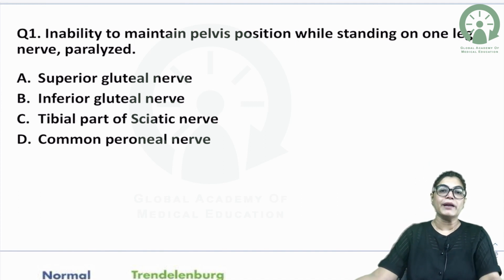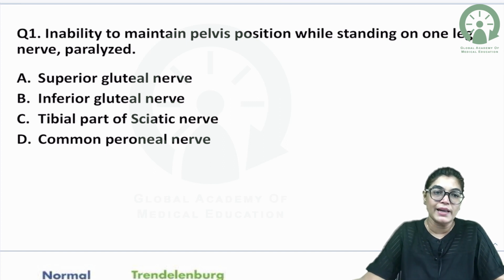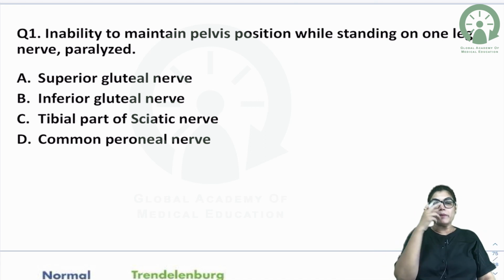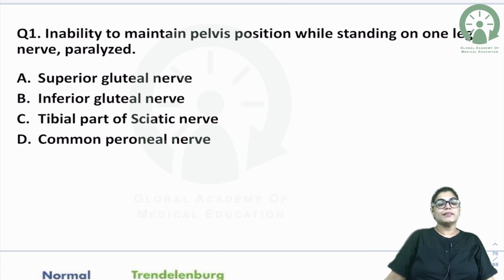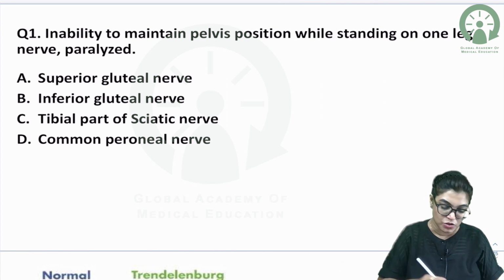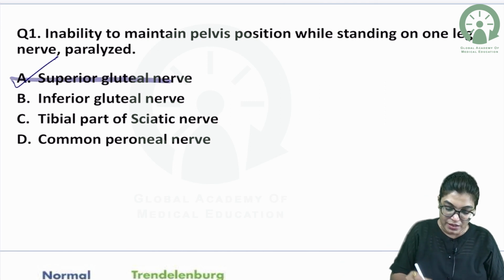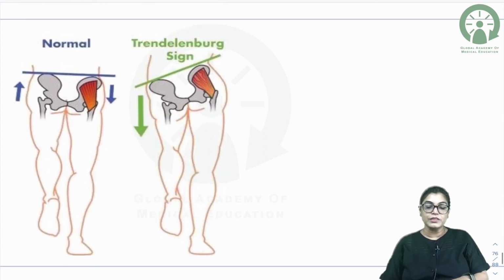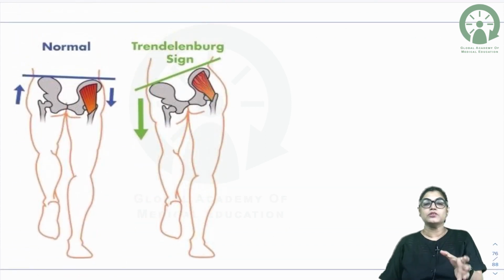Inability to maintain the pelvis position while standing on one leg occurs when which nerve is injured? If you remember, I have discussed this. The answer is superior gluteal nerve, because it gives innervation to the abductors of the hip, that is gluteus medius and minimus. When gluteus medius and minimus are paralyzed due to injury to the superior gluteal nerve, Trendelenburg sign is positive.